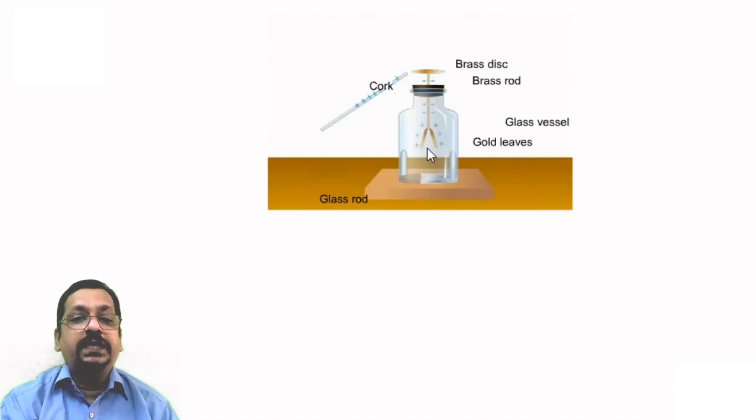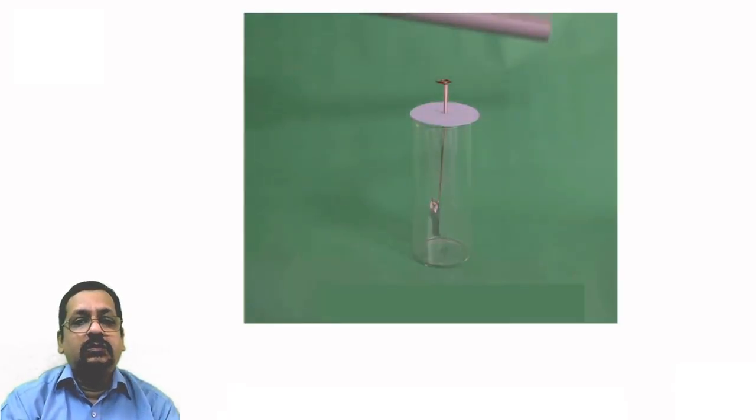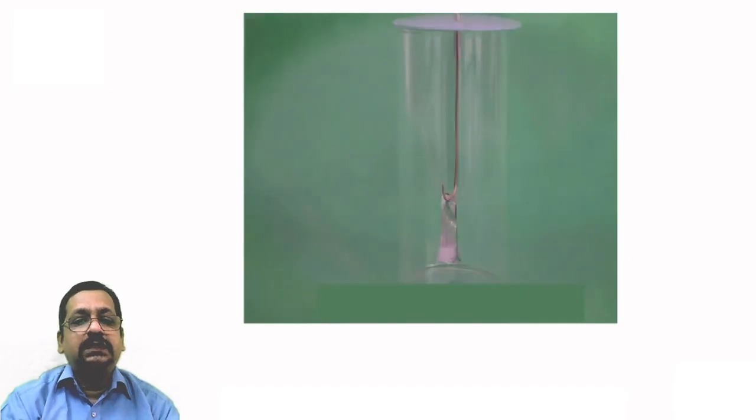So if you find that they are moving away from each other, obviously you can say that this object is charged object. If the object is not charged, obviously there will not be any deflection observed in case of these leaves. Let us see the video clipping again and we will observe how it actually looks like. Now the rod is brought close to the disc and you will see the leaves are moving away.